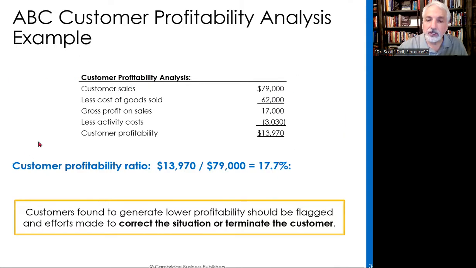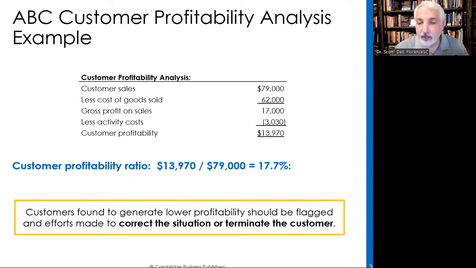And we're going to look and say, okay, customer sales, less cost of goods sold for gross profit. Take that 3,030 activity cost, and our customer profitability is 13,970. Out of the total, that's 17.7 contribution to the customer profit. Lower profitability should be flagged and efforts made to correct the situation or terminate the customer.